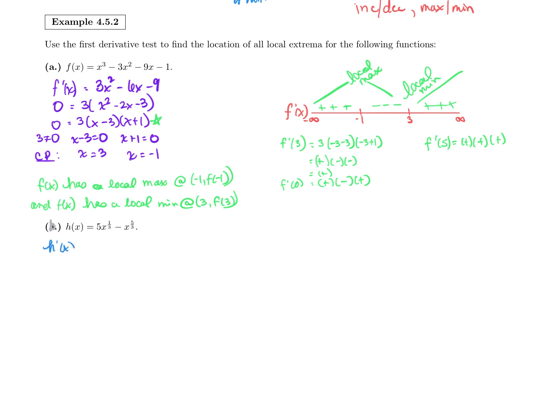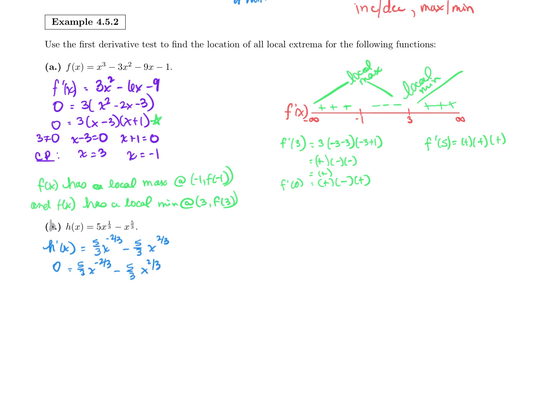So h prime of x is, by the power rule and the constant multiple, 1/3 times 5 is 5/3, x to the 1/3 minus 1 is -2/3. Minus, by the power rule again, 5/3 x to the 5/3 minus 1, which would be 3/3, so it leaves us with an x to the +2/3. And this is where we need to figure out how to solve for 0. So we have 0 equals 5/3 x to the -2/3 minus 5/3 x to the 2/3.